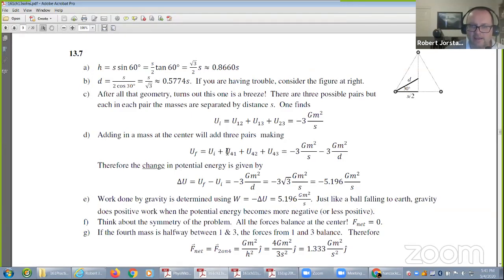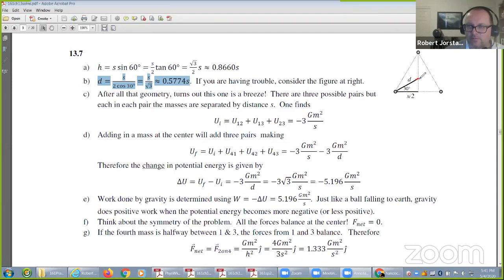It's going to add in all these other pairs: 4 with 1, 4 with 2, and 4 with 3. And so it would be to add in 3 of these. But because D is this size, again, I have no idea how laggy my computer is. So if we put a fourth mass here in the center, we have to add in these 3 terms because there's a distance here, D, D, and D.